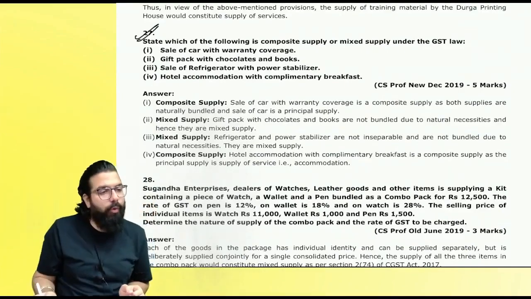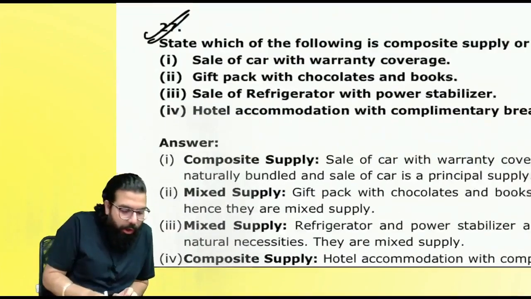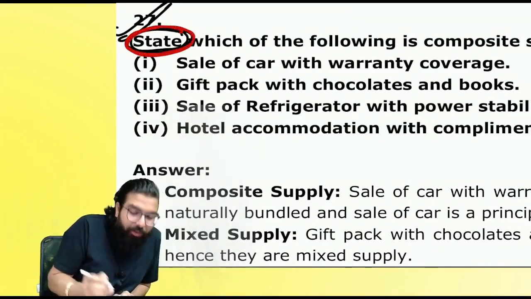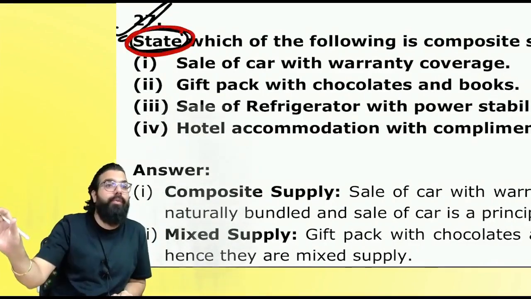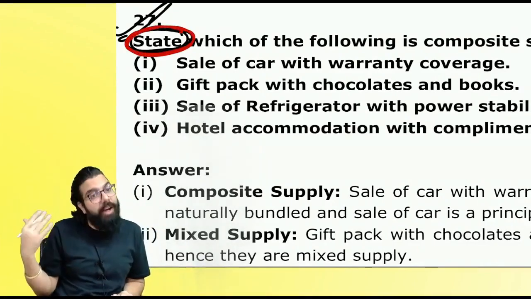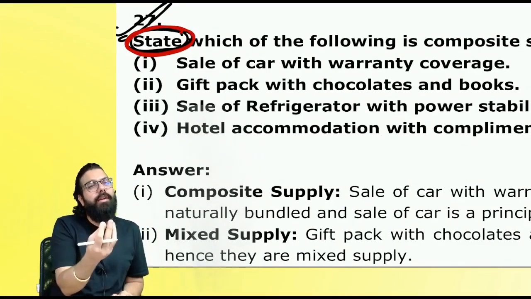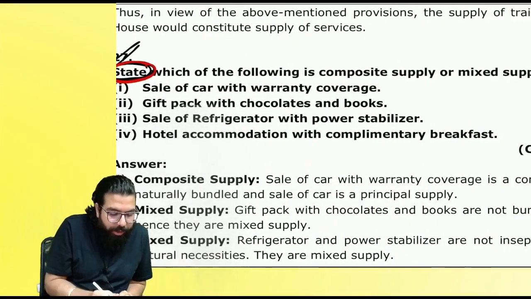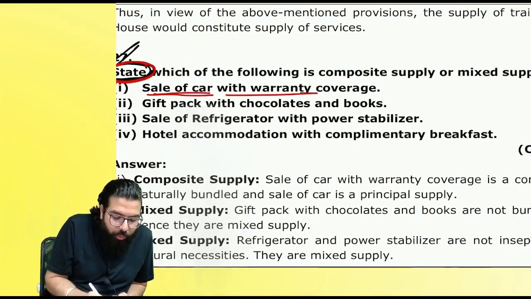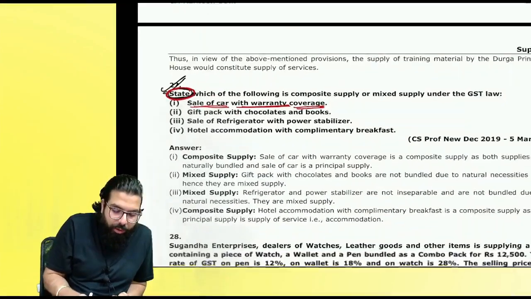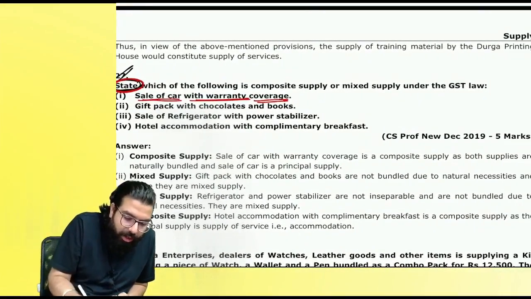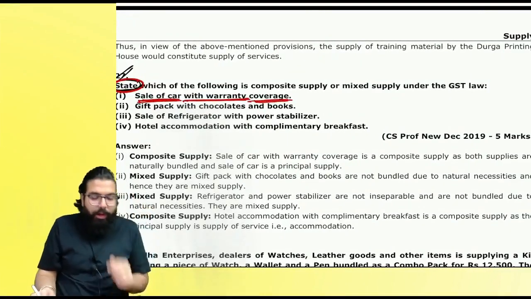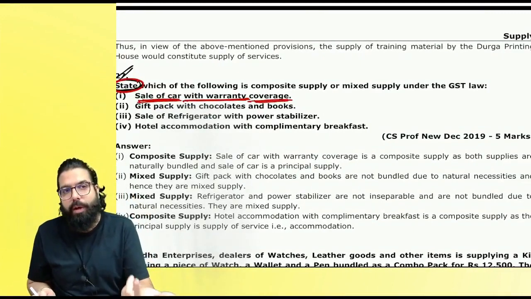Question number 27. Everyone over here, listen to me very carefully. What is the question telling? State. Can you guys see over here, state? It means you just have to state. One liner is enough. If they are telling you state with brief reason, then at least try to write 2 lines, 3 lines, a little brief reasoning you try to give. They are telling over here, sale of car with warranty coverage. What is with warranty coverage? When you buy a car, you get a warranty, right or not?